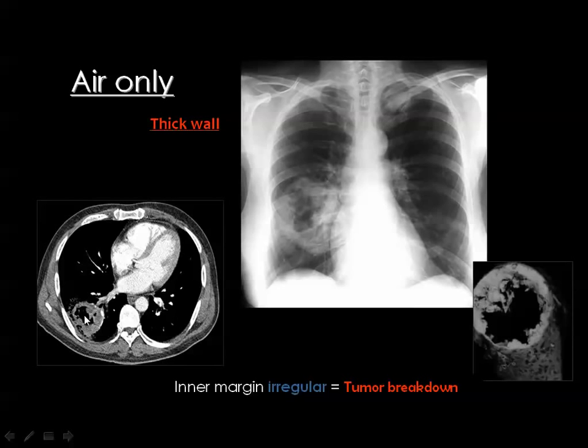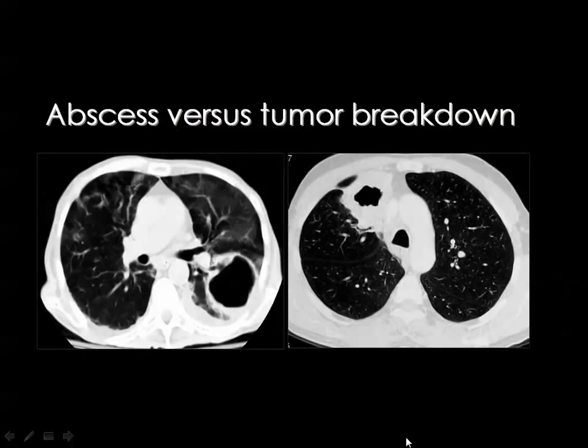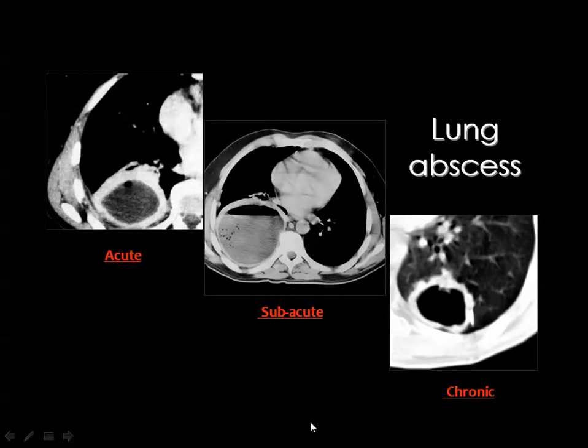What is the difference between lung abscess and a breakdown in a tumor? It is the inner wall of the lesion. The inner wall of the tumor is extremely irregular, while the inner wall of the abscess is smooth. And this is the difference. This is the abscess with a smooth inner margin, and this is the bronchogenic carcinoma with an irregular inner margin. And this is the sequence of events concerning lung abscess. The acute phase: a small amount of air and a lot of pus. Then air will increase and pus will decrease until you are left with a chronic lung abscess totally filled with air, with thick margin and a smooth inner wall.